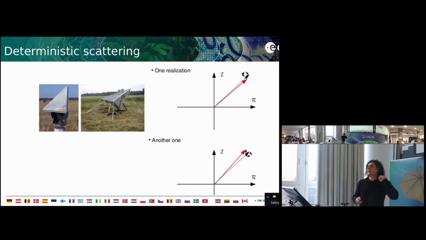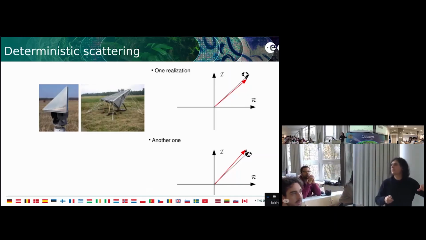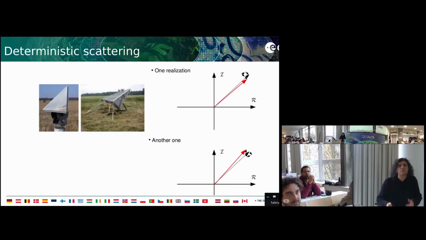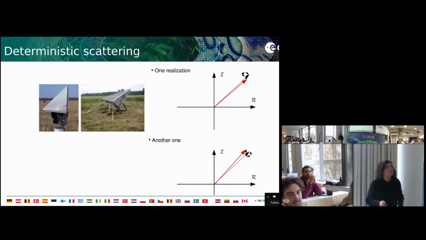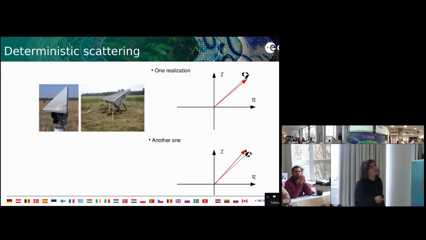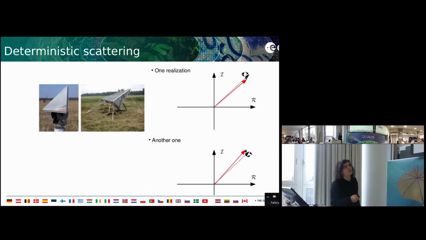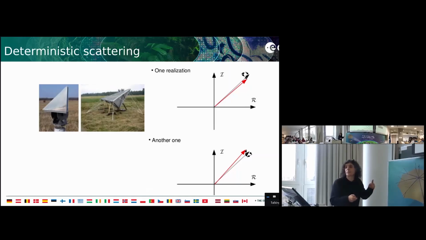You come back 1 month later, you make the same acquisition. The calibrator is still the same. The grass changed because you have the wind or the grass grew up or whatever. And of course, you will have a different response from the grass, but all in all, when you sum all the contributions, the sum is dominated by the one of the calibrator. So you have almost the same response at 1 month of time interval.